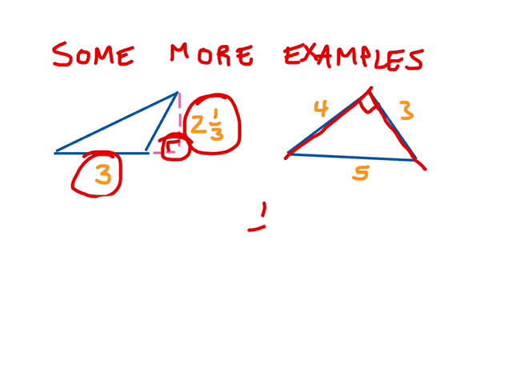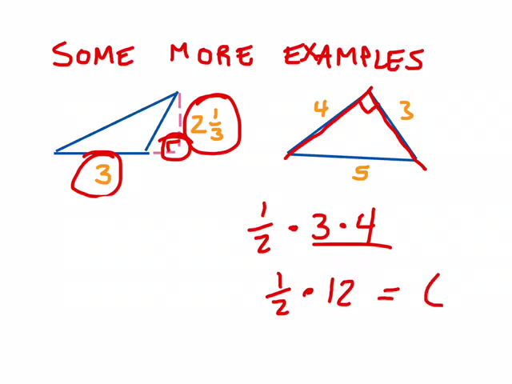So I'm going to do 1/2 times 3 times 4. And I could do this a lot of different ways, but I'm going to say 3 times 4 is 12, and 1/2 times 12 is going to be 6. So this triangle is going to have an area of 6.